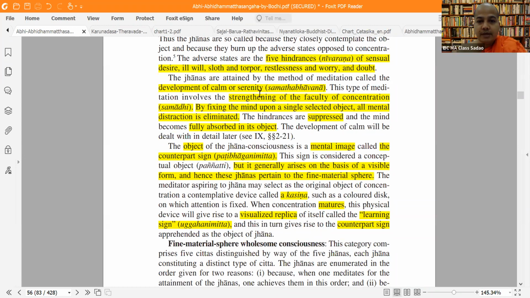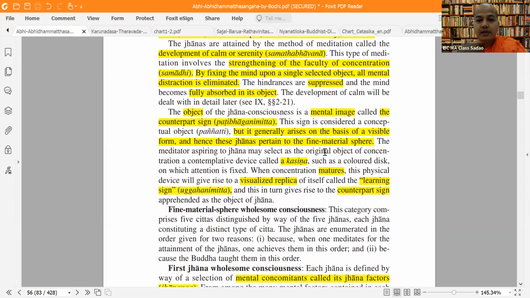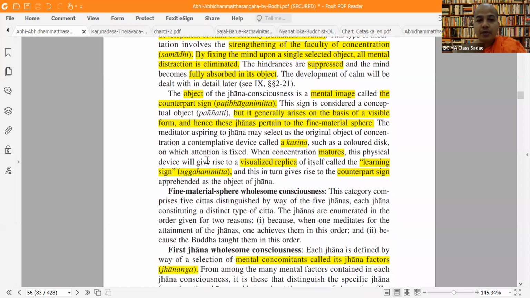The jhanas are attained by the method of meditation called the development of calm or serenity. So the role of samatha bhavana here is to have a concentrated mind, on account of which you can enter into these jhanas. This type of meditation involves the strengthening of the faculty of concentration by fixing the mind upon a single selected object. All mental distraction is eliminated. The hindrances are suppressed and the mind becomes fully absorbed in its object. The development of calm will be dealt with in detail later in a different chapter. The object of jhana consciousness is a mental image called the counterpart sign, Patibhaga Nimitta.